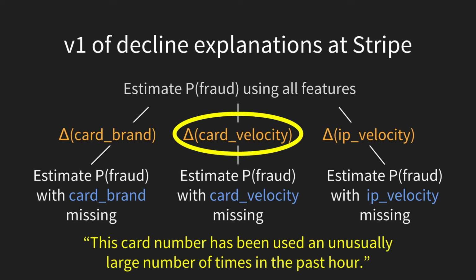So in this simple example, if the delta for card velocity was the biggest, we would say the reason that the model thought this charge was fraud was card velocity, or in nice English, the card has been used an unusually large number of times in the past hour. This actually mostly worked. We sort of made this up and tried it and wrote it in the programming language that we were using, and it was kind of fine. We used it internally and learned a lot about our model performance.